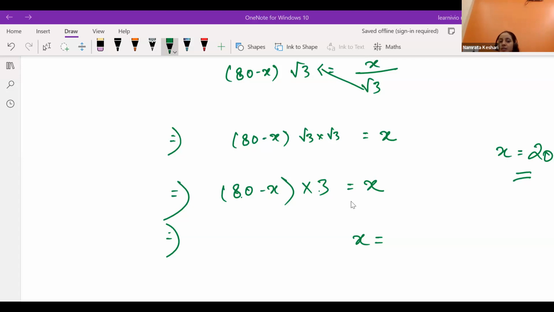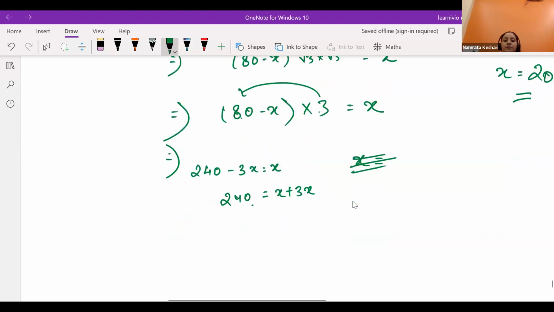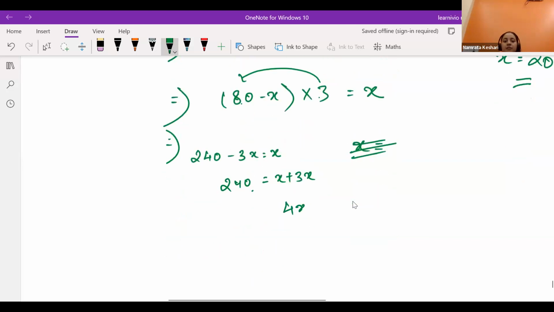Will it take that much time? You need to multiply this 3 with 80. 240 minus 3x is equal to just x. This 3x you can shift to the other side. It will be x plus 3x. Here we'll be having 240. How are you telling me that you are getting 20?